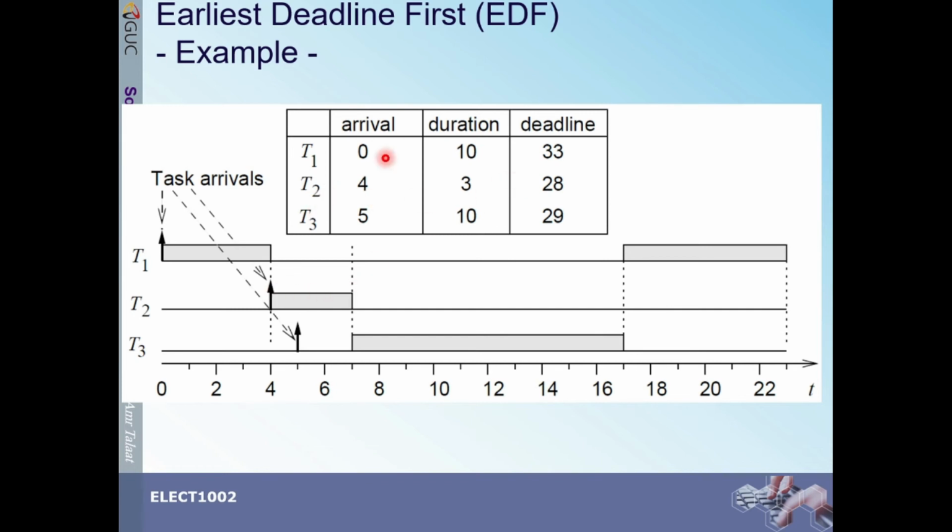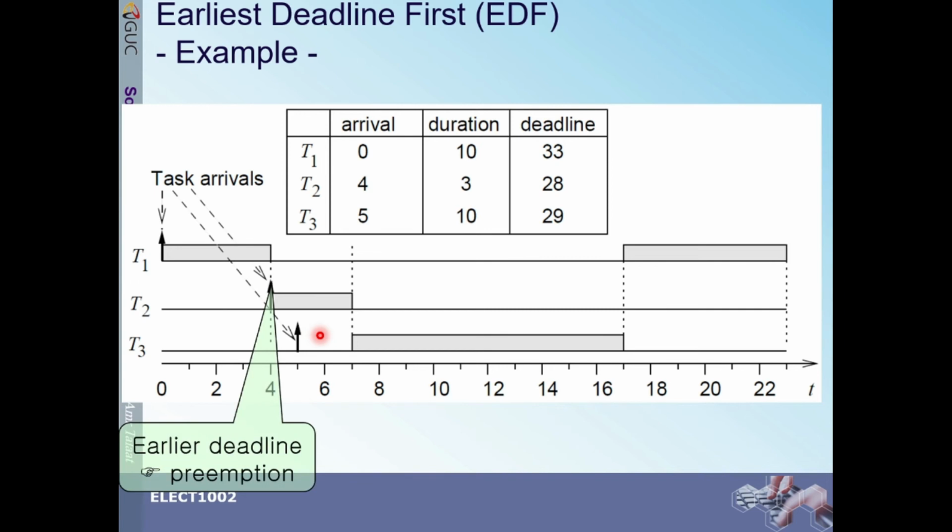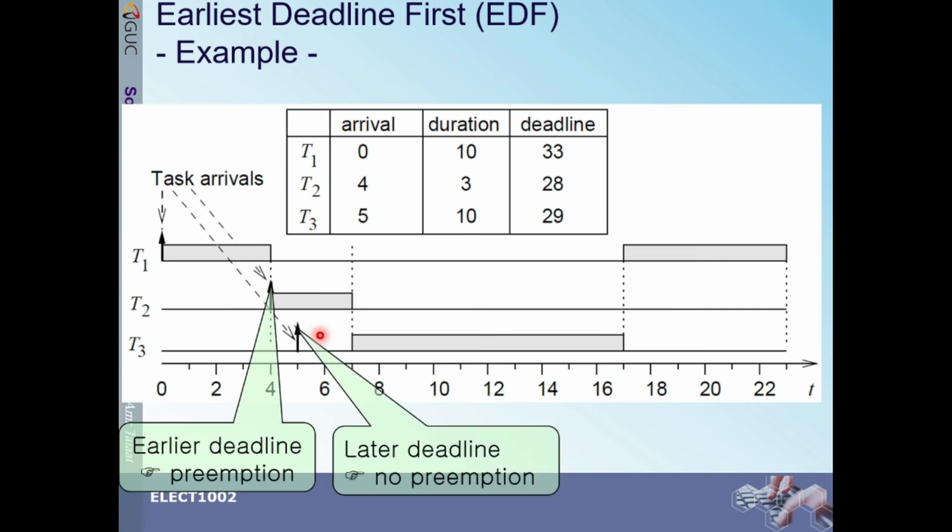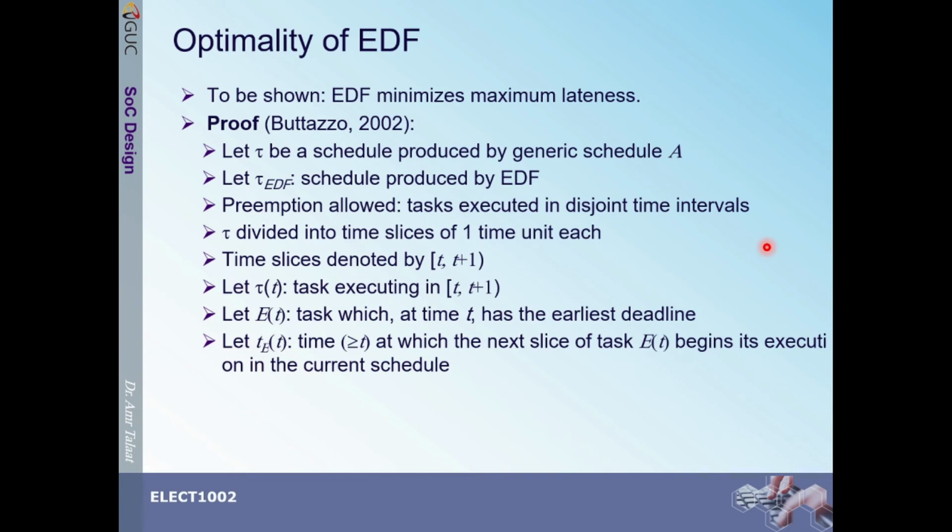When T3 comes, it will not preempt T2. It will just wait. T2 preempted T1, but T3 is not going to preempt T2 because its deadline is larger. We're going to ignore it until we finish the 3 clock cycles of T2. Then we will start the 10 clock cycles of T3. After we finish this, we'll start again to finish T1. This is how EDF runs.